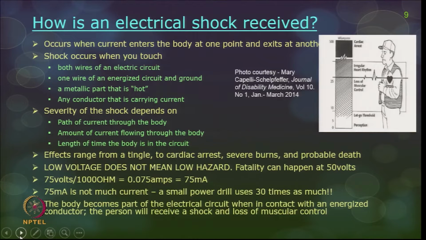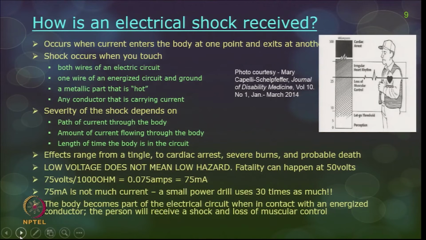First we have discussed electrocution. Electrocution is death resulting from electrical injury. The next injury with regard to electrical hazard is electrical shock. What do we mean by electrical shock, and what are the different issues with it? Electrical shock occurs when current enters the body at one point and exits at another point. We call it an entrance wound and an exit wound. The shock occurs when you touch both wires of an electric circuit, or one wire of an energized circuit and the ground, or a metallic part that is hot, any conductor that is carrying a current.